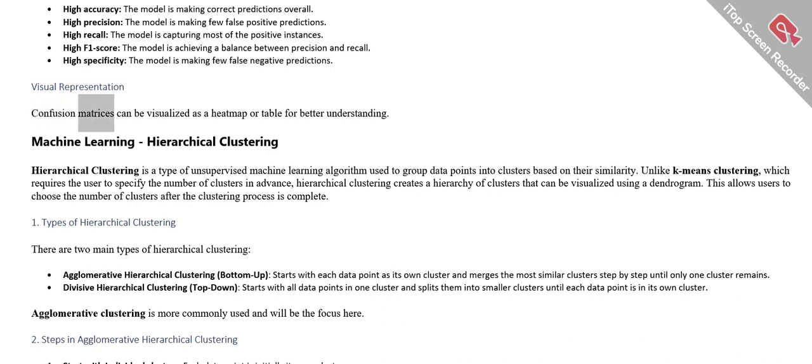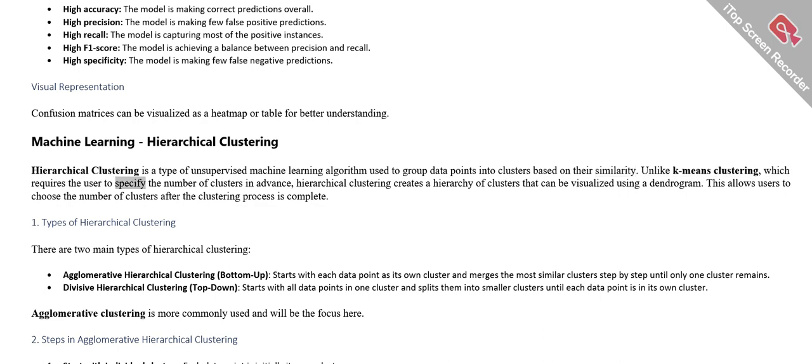Visual representation. Confusion matrices can be visualized as a heat map or table for better understanding. Machine learning, hierarchical clustering. Hierarchical clustering is a type of unsupervised machine learning algorithm used to group data points into clusters based on their similarity.